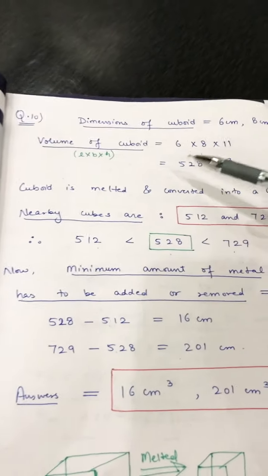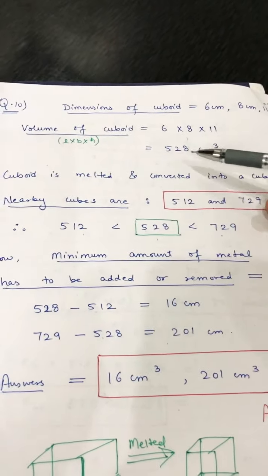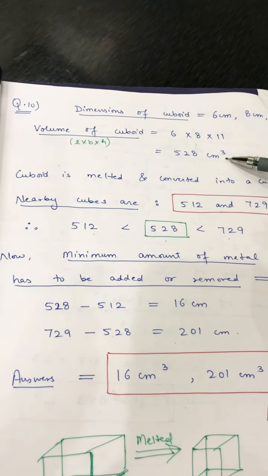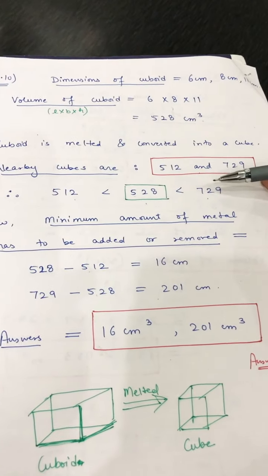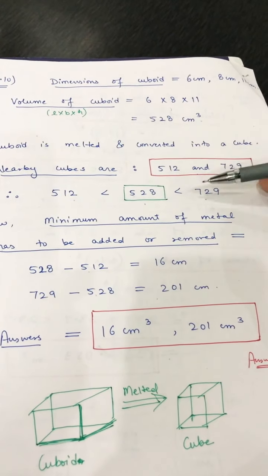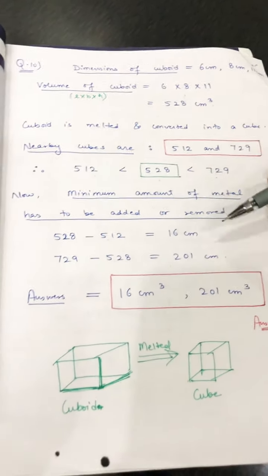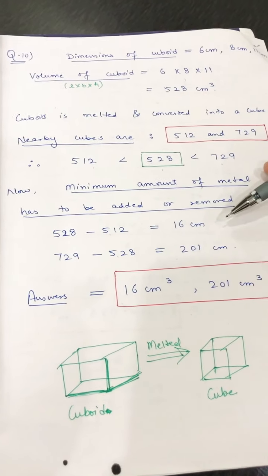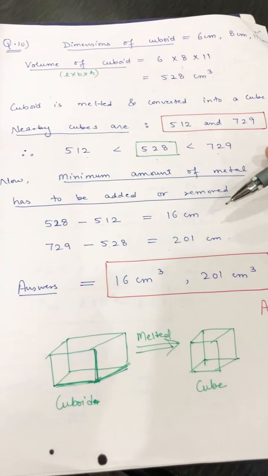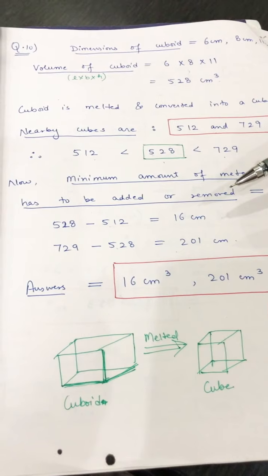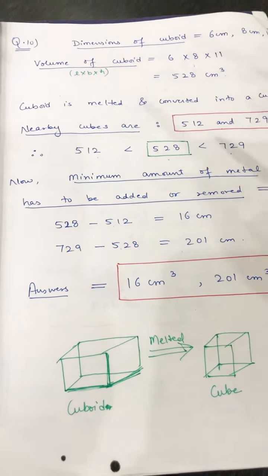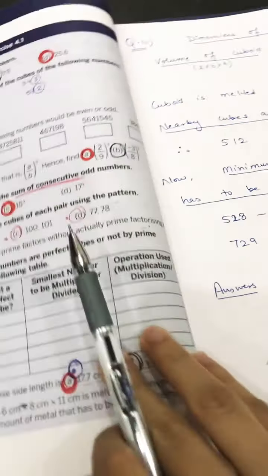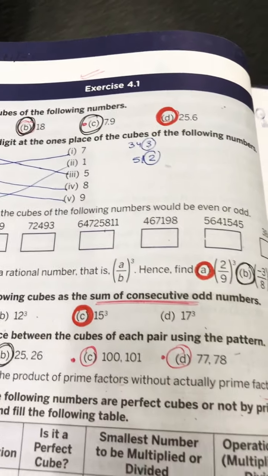In the class also I've discussed this thing. First step is to find the volume of the cuboid. Second step is to find the nearest cubes, which are nearest to this 528. Third is to do subtraction and find the difference, so that you can take out how much metal has to be added or removed. So this is question number 10. Now exercise 4.1 is completed.